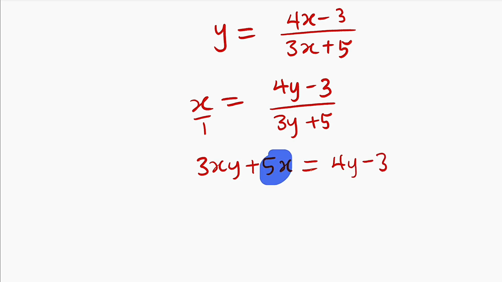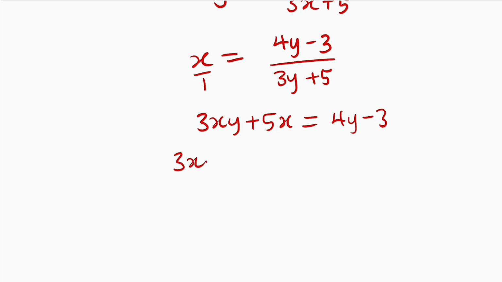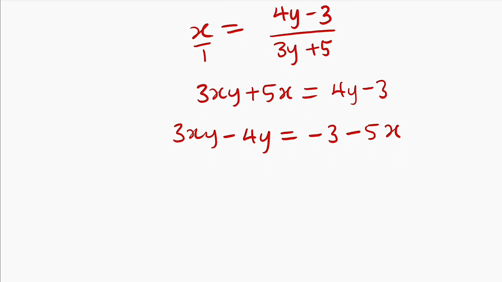Now we can take this to the right and bring this one backward. The sign of all the terms will change. So we have 3xy. If this crosses over, it becomes negative 4y. And to the right hand side, we have negative 3. If this crosses over, it becomes negative 5x. From the left hand side, we have y in common, so we can factor it out. We have 3x minus 4 all multiplied by y, and this is equal to negative 3, negative 5x.